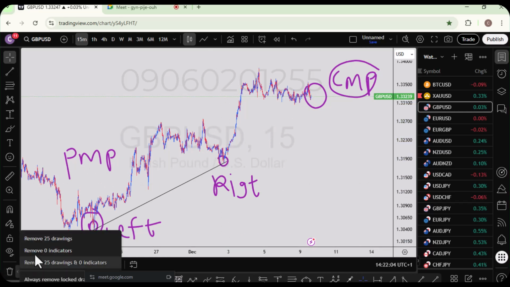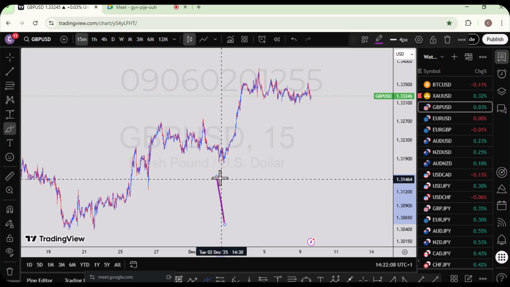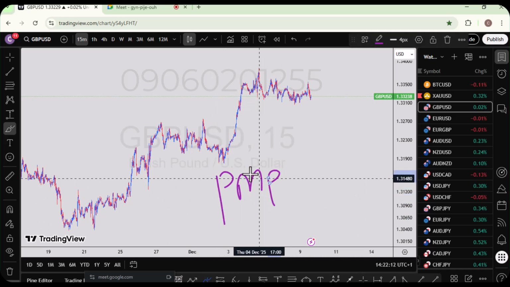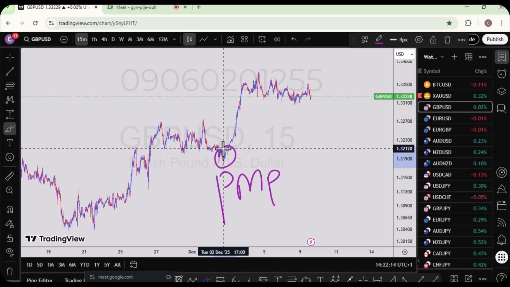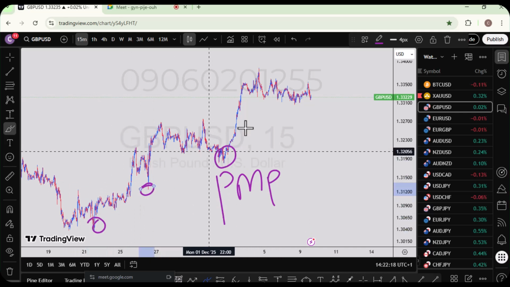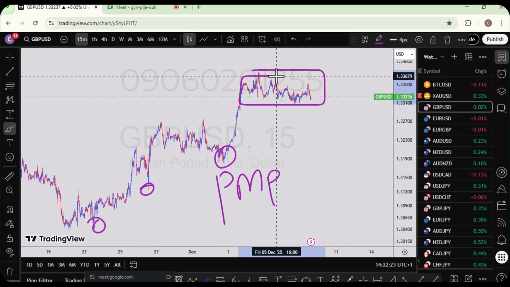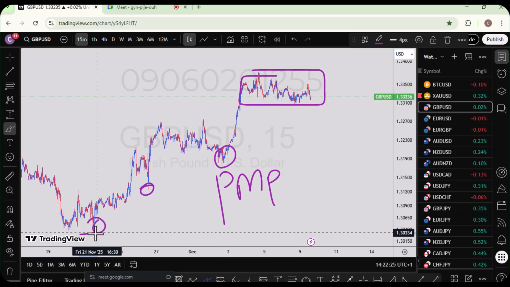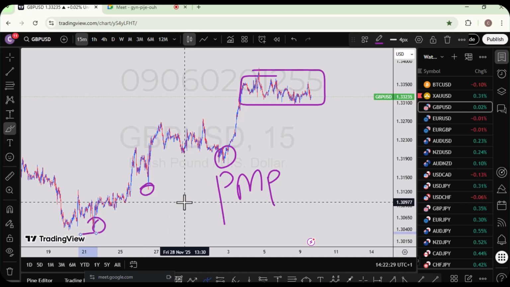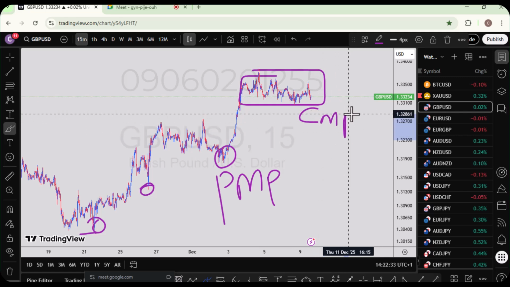So in this market right here, the PMP, which is the past market price or previous market price, is the previous swing or past market swing, right here and right here. Whereas this zone right here is the current market price. So you don't connect from the past, you connect from the previous market price which is closest to the current market price, which is CMP.